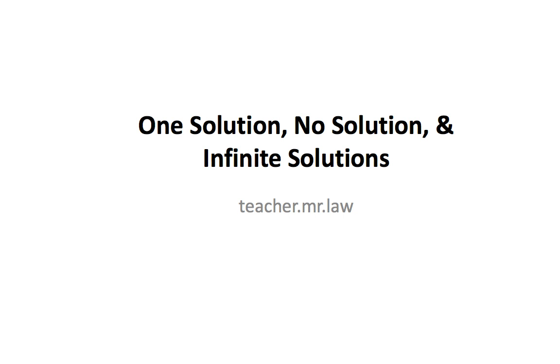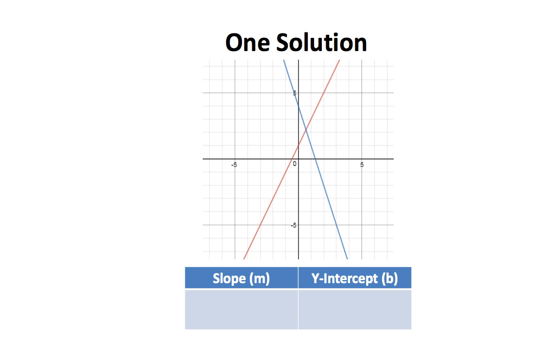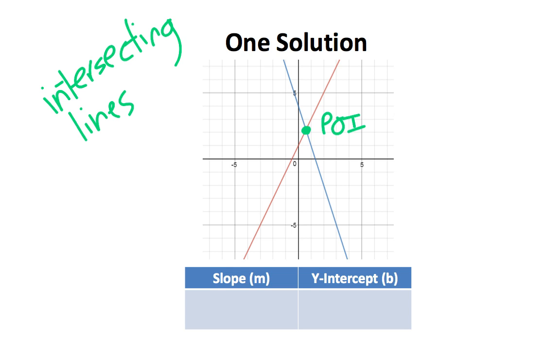In today's lesson, we'll be learning how to determine if a linear system has one solution, no solution, or infinite solutions. In our first example, we have a linear system with one solution. In other words, it has one point of intersection. I like to call this situation intersecting lines. In this situation with one solution, the slopes of the two lines are different.